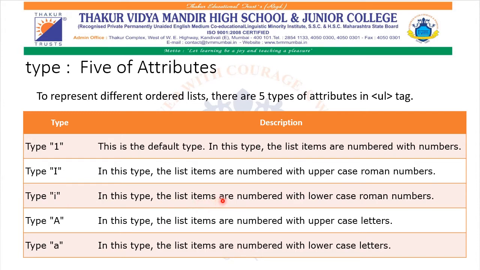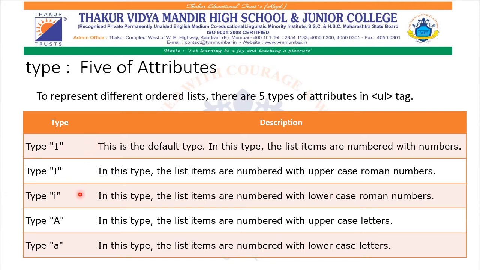Fourth is type equals to capital A. In this type, the list items are numbered with uppercase letters. And the fifth type is type equals to small a. In this type, the list items are numbered with lowercase letters. Here, the format of the type and the values are to be written the same as it is written on the screen.